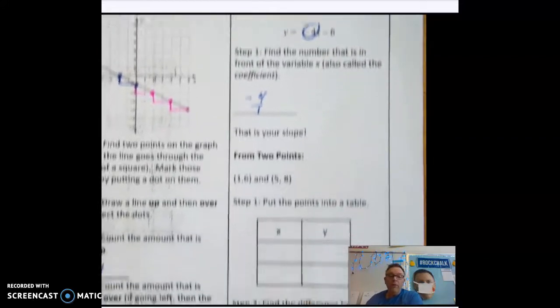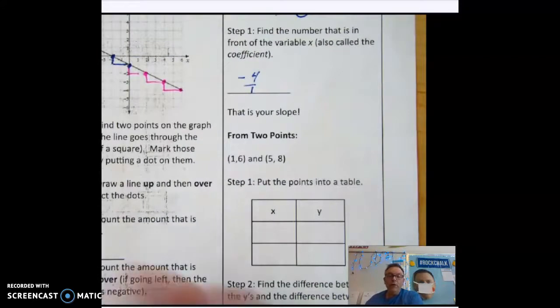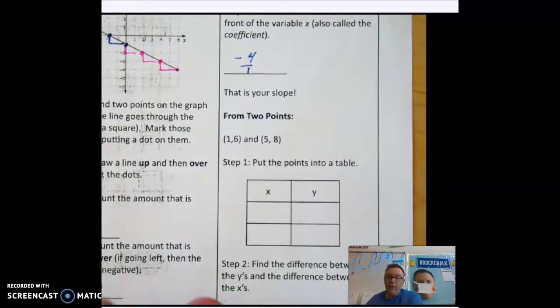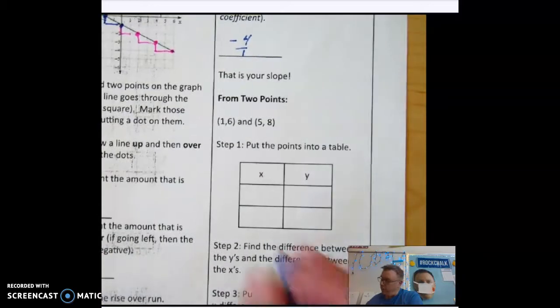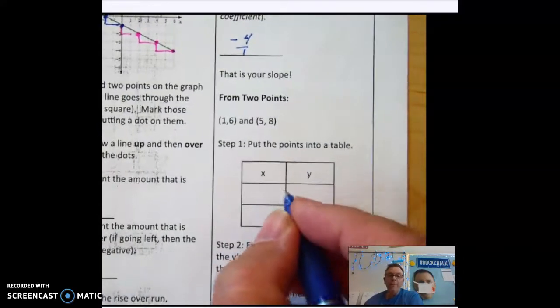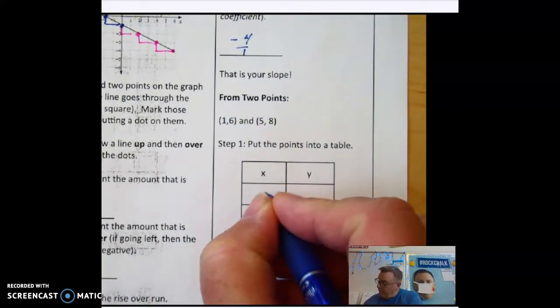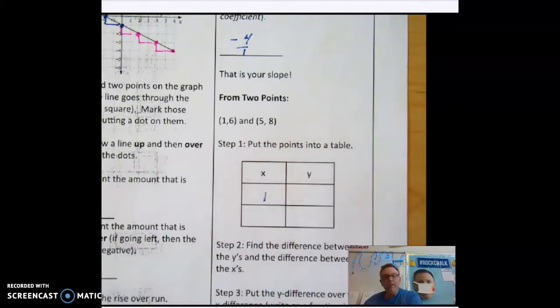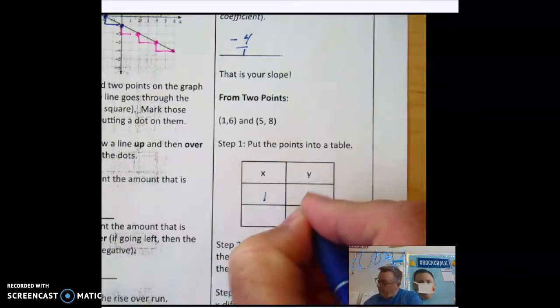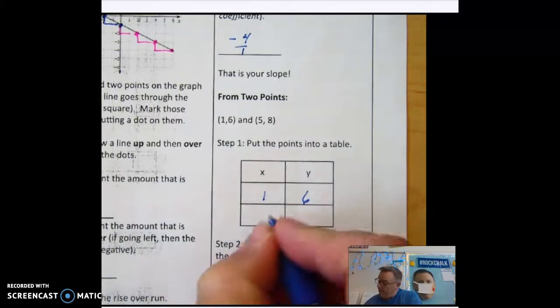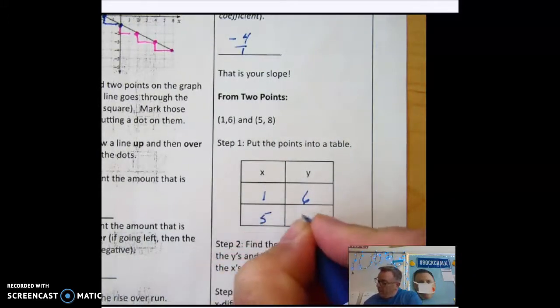You can also determine slope from 2 points. And it doesn't matter what the 2 points are, the idea is still the same. So this one works pretty cool. So when you think about it, I've got 1, 6. Remember, the first number is always the x number, 1 and 6. And then my other one is 5 and 8.